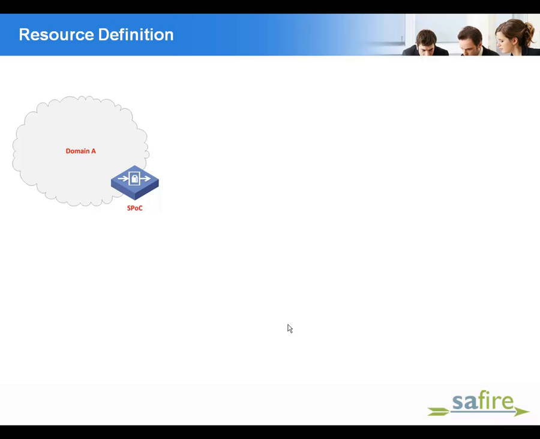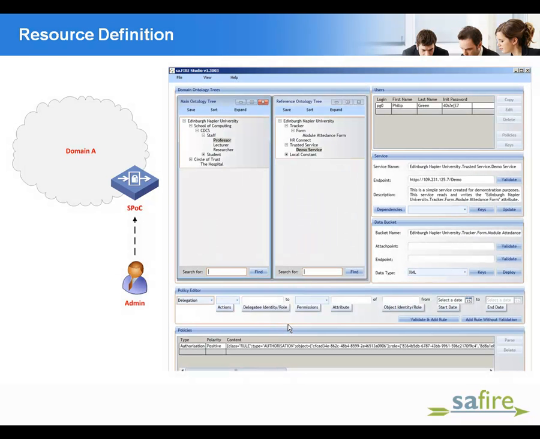To make the SPOC fully functional, a system admin needs to define the resource types processed by the organization and the actors who may actively request and consume such resource. This can be done using the SPOC's management software called the sa.FIRE Studio. This slide shows a screenshot of the sa.FIRE Studio. Its application interface consists of the following parts.